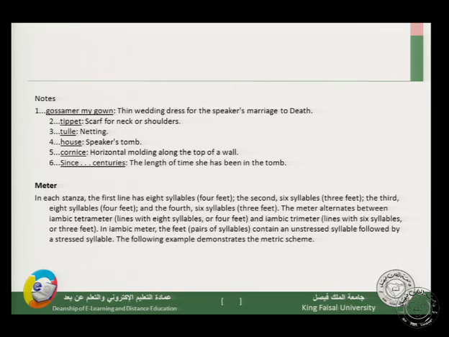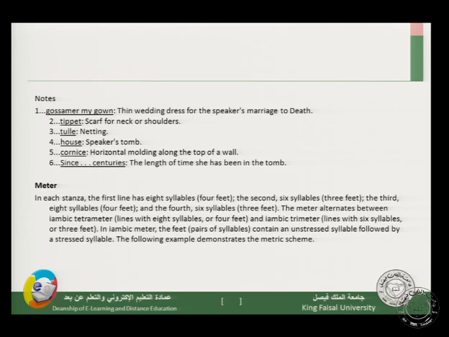Remember, this is very important for the final exam. Okay? This will be very much required for the final exam, to know the definition and what is meant by iambic pentameter, iambic tetrameter, iambic trimeter. Okay? In iambic pentameter, the feet, pairs of syllables, contain an unstressed syllable followed by a stressed syllable. Look at the example here.